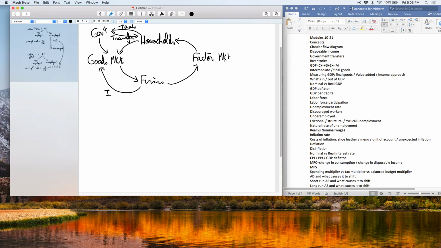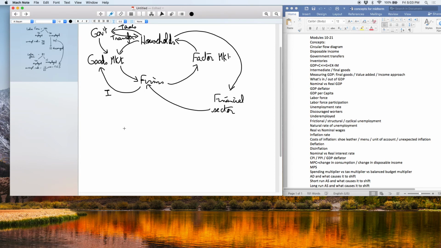And where do the firms get the money in order to buy the goods, okay? So typically the firms get it from the financial sector. So in other words, that's where the firms get the money in order to buy stuff. And where does the financial sector get its money from? The financial sector gets its money from households. Okay, so in other words, households can save money in the financial sector or they can spend it in the goods market. Okay, then you have the foreign sector.